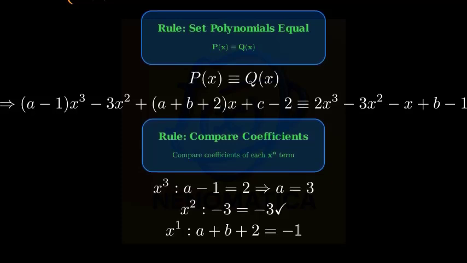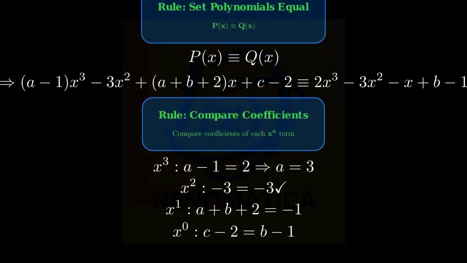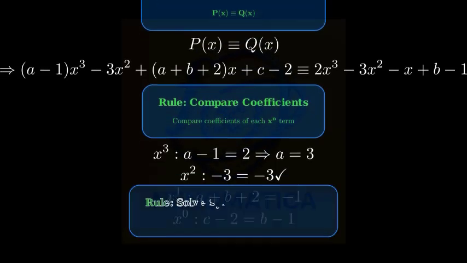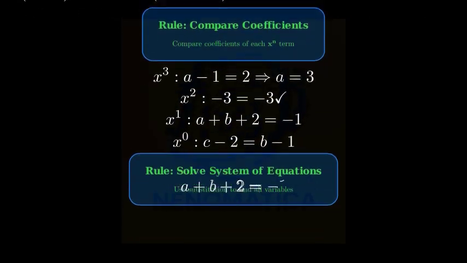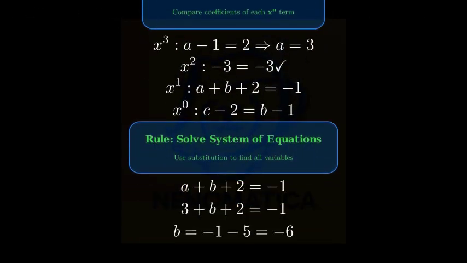For the coefficient of x to the first power, we have a plus b plus 2 equals negative 1. For the constant term, we have c minus 2 equals b minus 1. Let's solve this system of equations to find the values of a, b, and c. We already know that a equals 3. Substituting this into the equation for the coefficient of x, we get 3 plus b plus 2 equals negative 1, which simplifies to b equals negative 6.